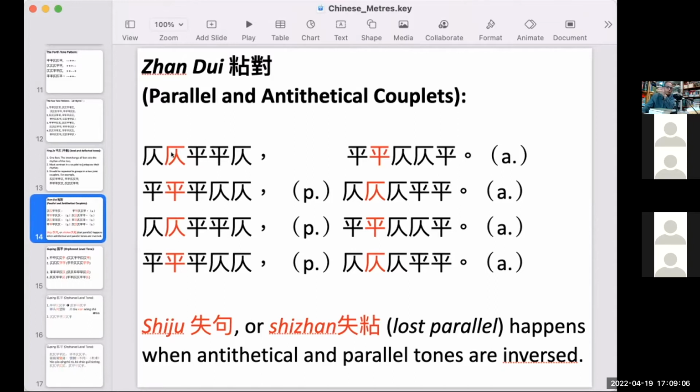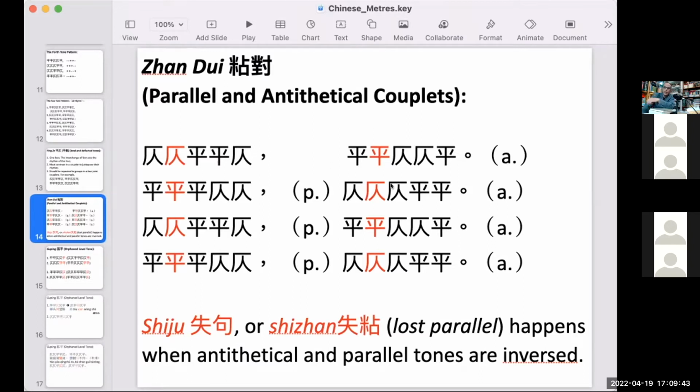No, we call them pivotal tones. This is the crucial, the central tones. It's the second, the fourth, and the sixth if it's seven characters. So look at this here. The second syllable in the first line is different from the second one, so this is antithetical. But this ping must be repeated in the first line of the second couplet. So this is parallel. This is chan. This is tui. There is antithesis between the first and the second.